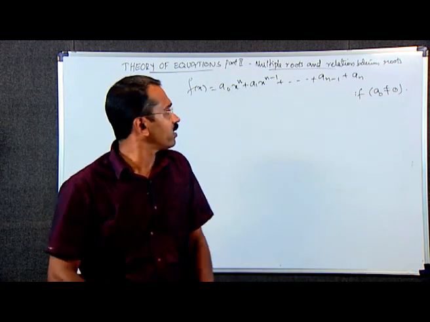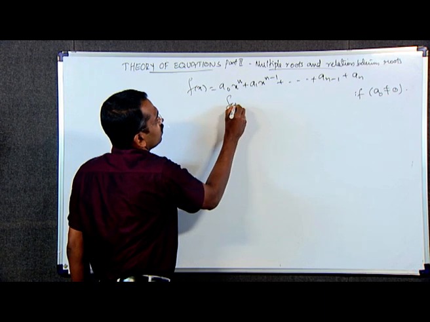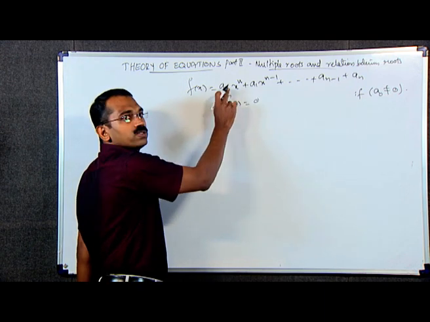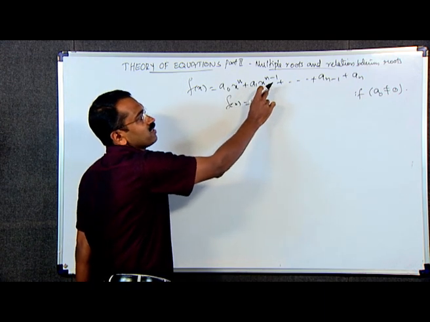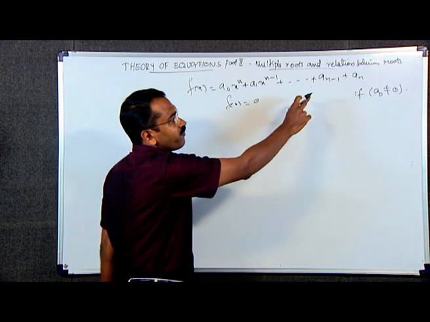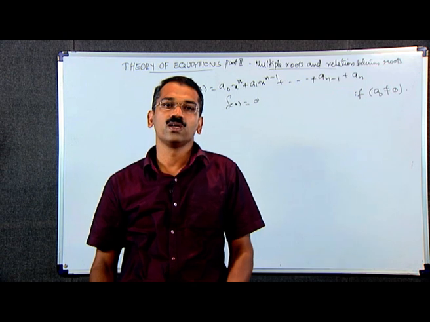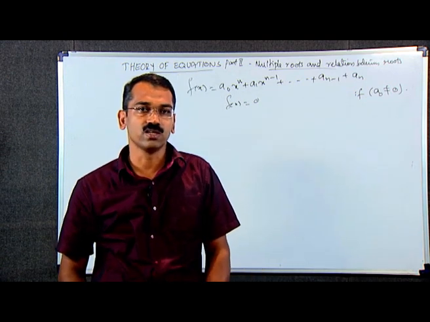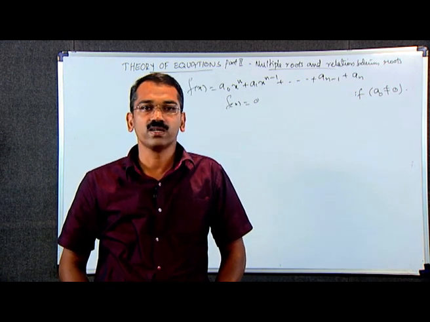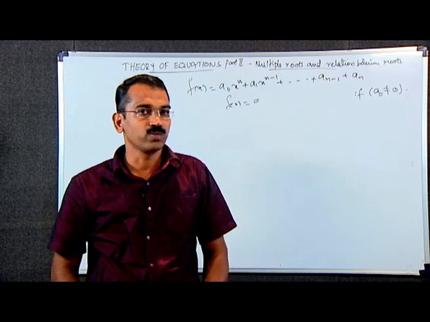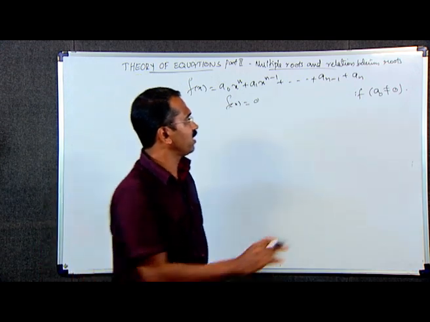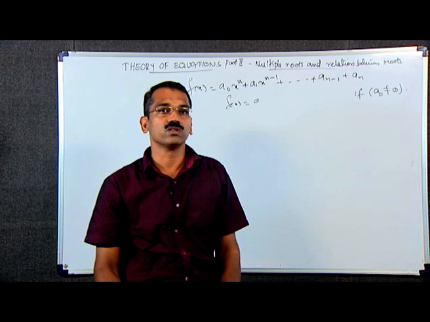The equation f of x is equal to 0, that is a naught x raised to n plus a1 x raised to n minus 1 plus etc. plus a n minus 1 plus a n is equal to 0 is called a polynomial equation or an algebraic equation of nth degree, provided the coefficient a naught not equal to 0.